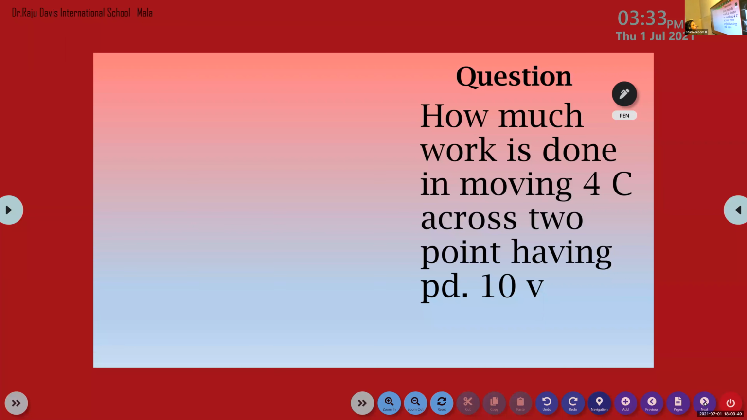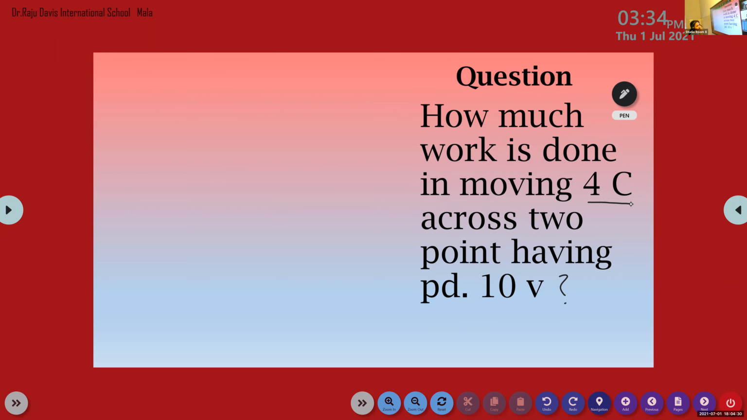This is the first question. How much work is done in moving 4 coulomb across 2 points having a potential difference of 10 volt? What parameters are provided in this question? If you get a question, first of all you write the given values. What does this 4 coulomb represent?